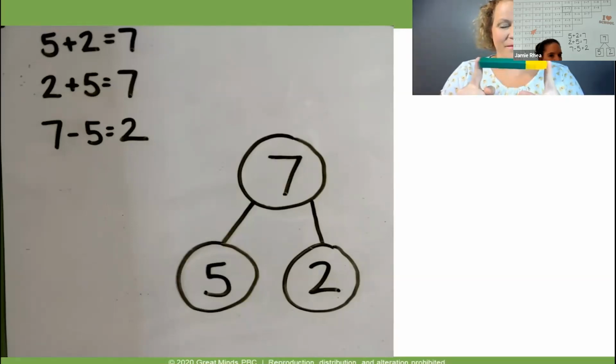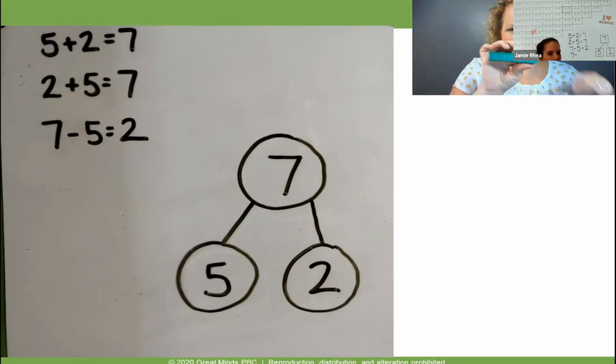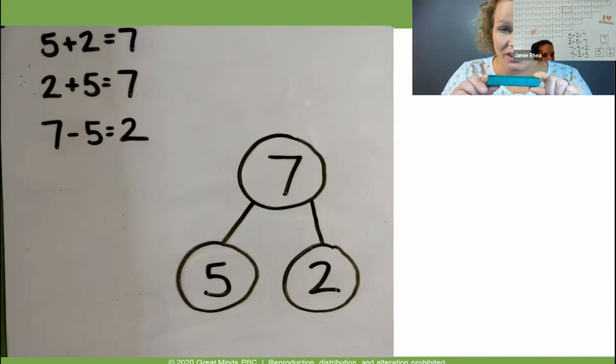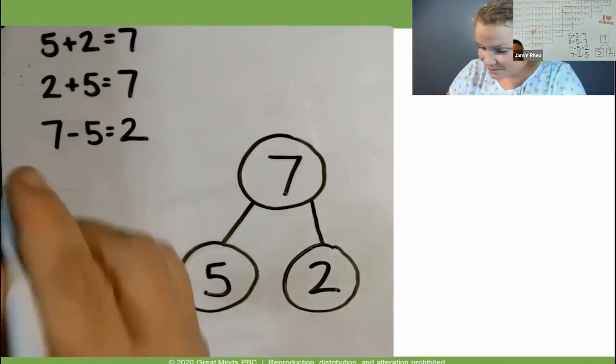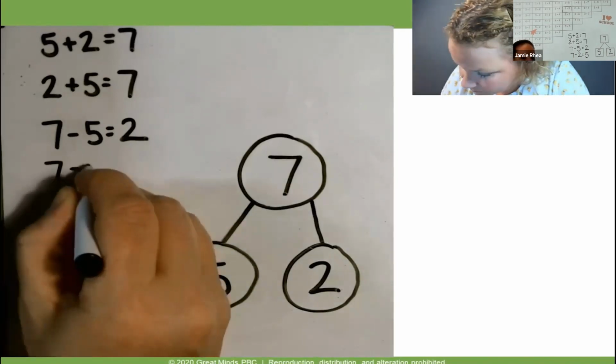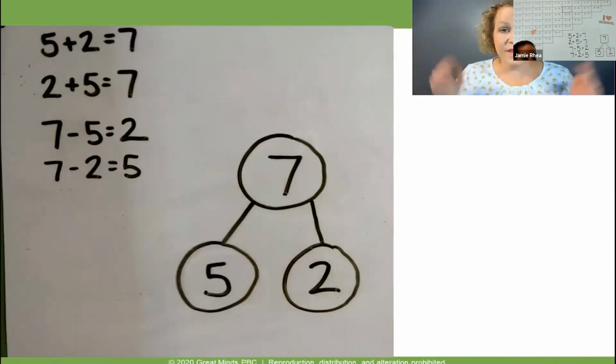And look at it this way. When we start with 7, we can take away 2 all at once. And what are we left with? 5. Let's write that subtraction sentence. 7 minus 2 equals 5. We just wrote 4 number sentences that match this number bond.